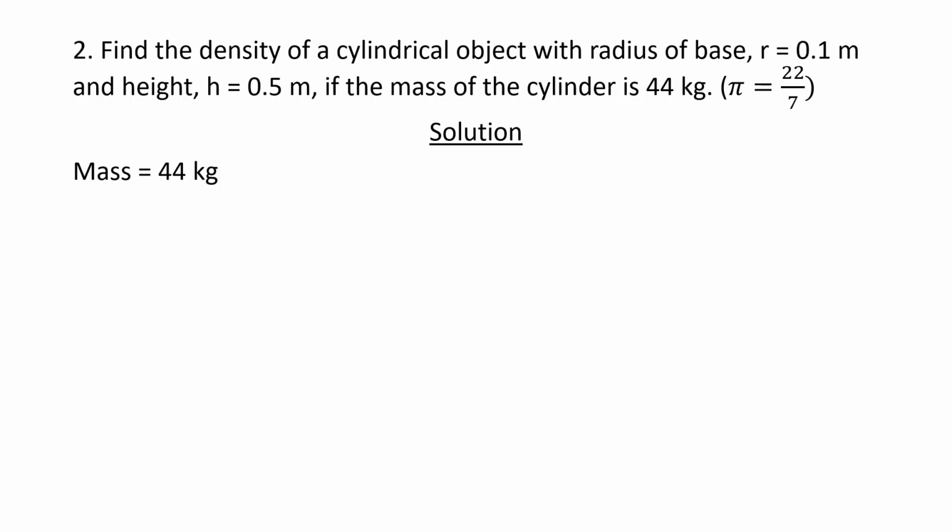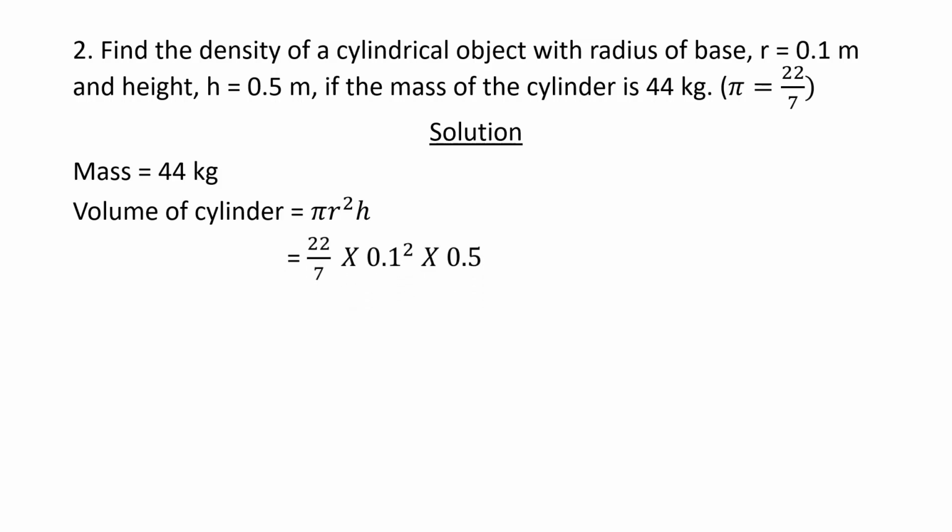So mass is 44 kg, volume. Now what is the volume of a cylinder? Volume of a cylinder is pi r square h. Pi was given as 22/7. R is 0.1, so you multiply 0.1 by 0.1, you get r square. Then you have the height 0.5. So you substitute in the formula: 22/7 times 0.1 to the power 2 times 0.5. When you use your calculator, you get 0.0157 meter cube.